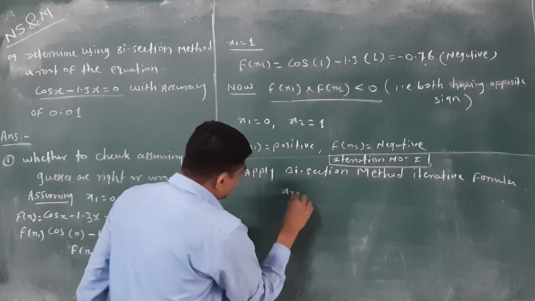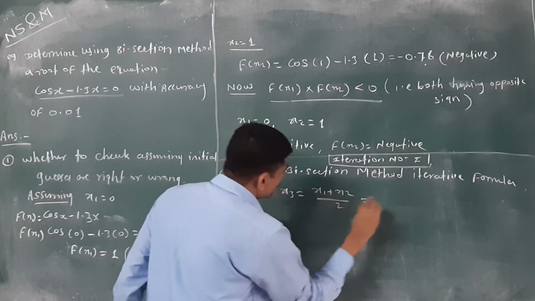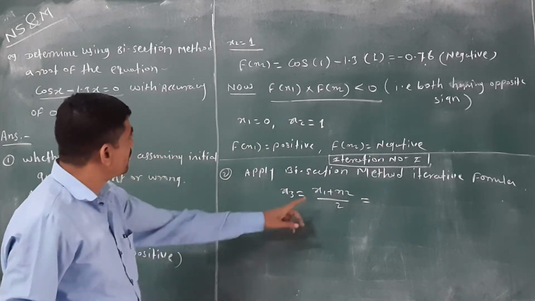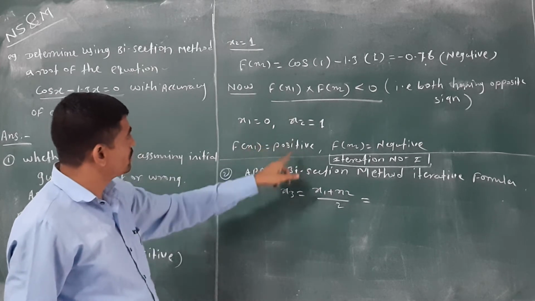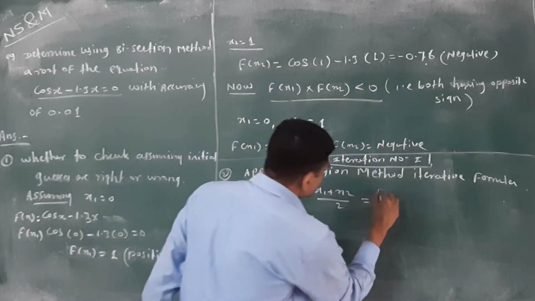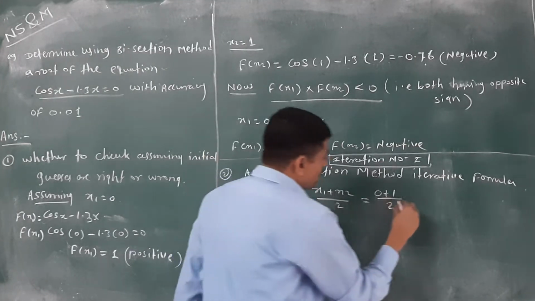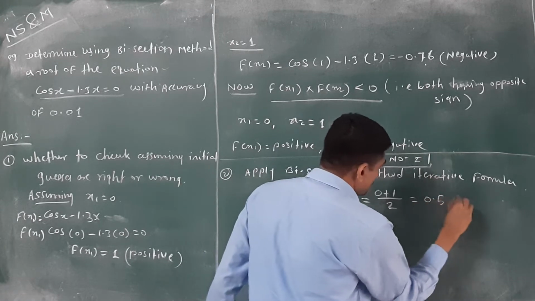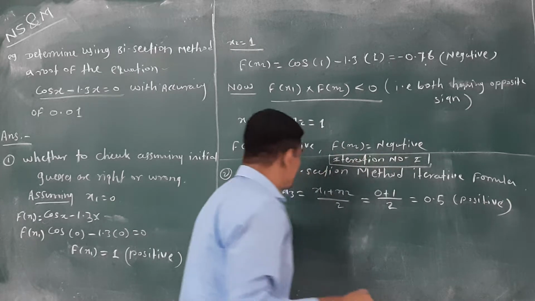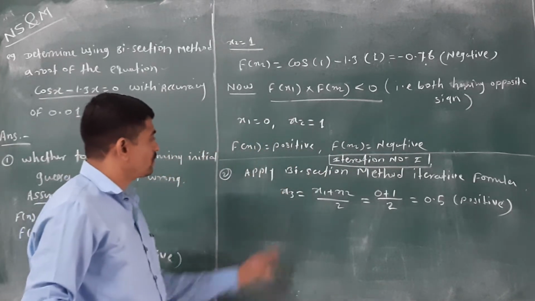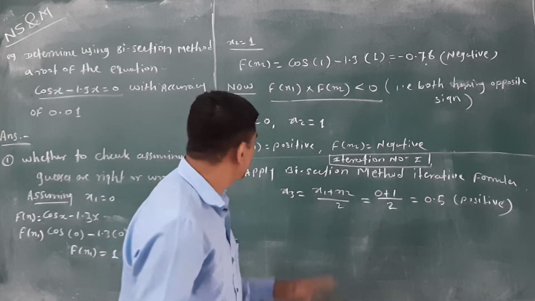I will write here x3 is equal to (x1 plus x2) divided by 2. We have found the values of x1 and x2 in the first step. You have to put these values in that equation: 0 plus 1 divided by 2. What is the value of that? 0.5. You will get the positive value of x3. Are you getting it? Apply the bisection method iterative formula.